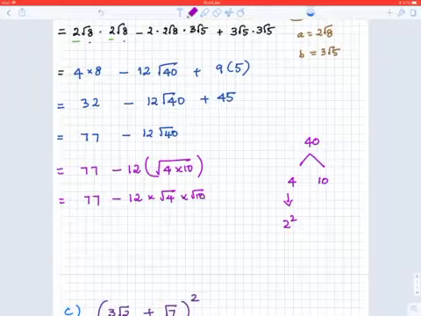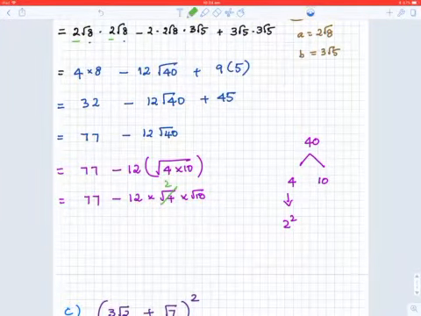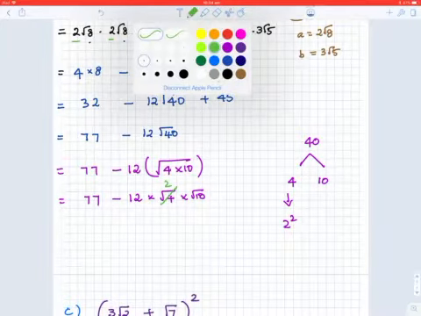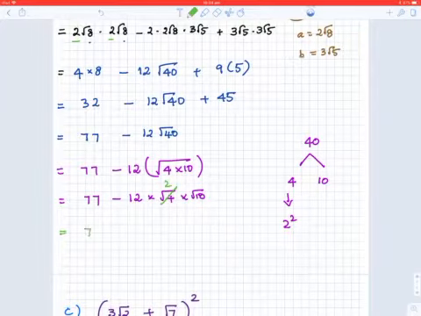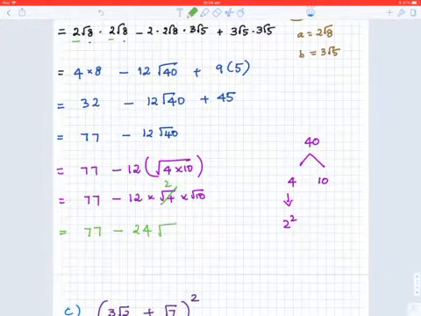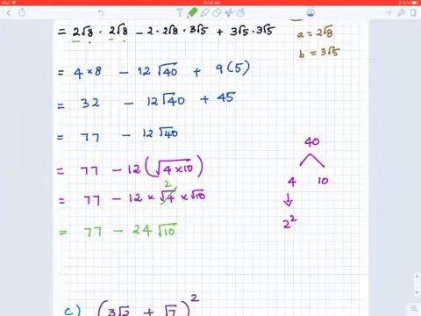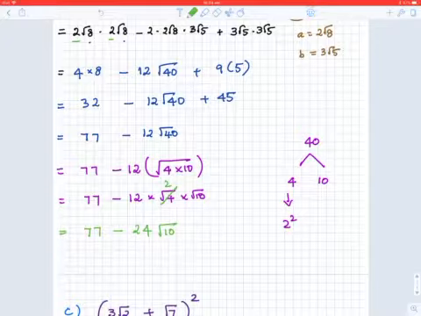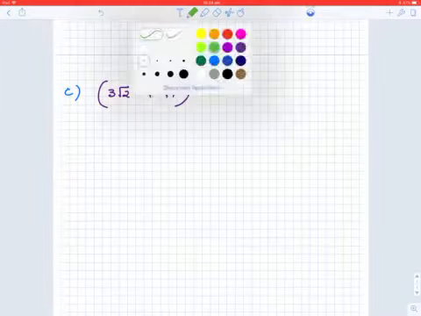Root of 4 is root of 4 times root of 10, and root of 4 is nothing but just 2. So therefore, next line I'm going to write this as 77, take away 12 times 2, 24 root 10. So this is the final answer. You cannot leave this as root 40, because root 40 can be simplified. Okay, so this is your final answer now.